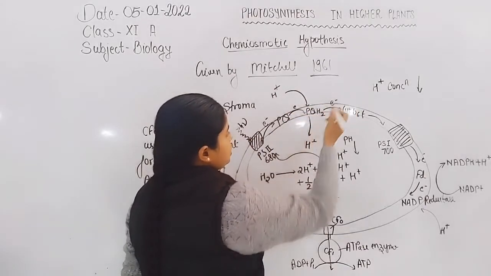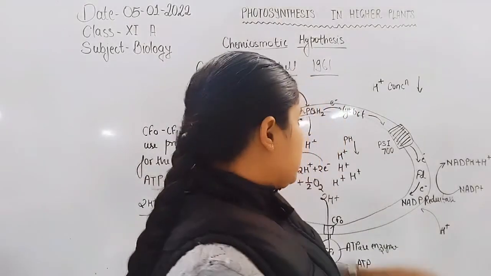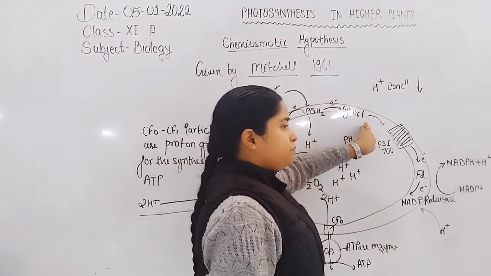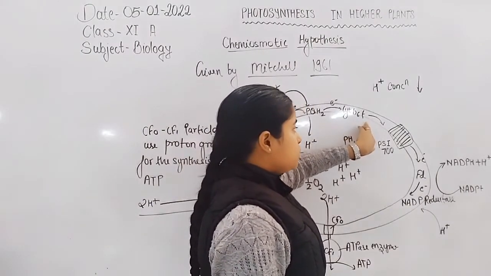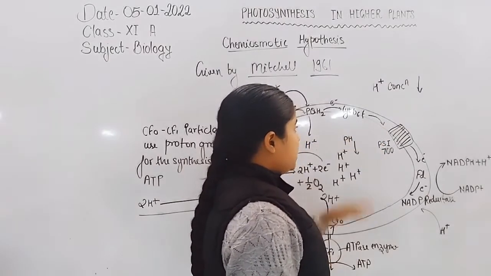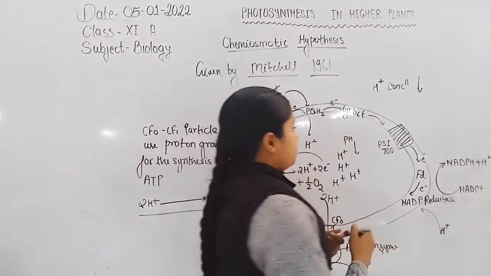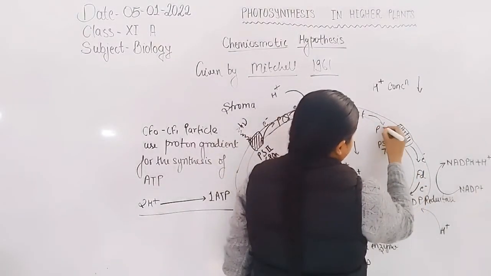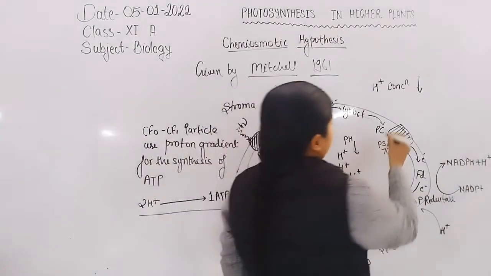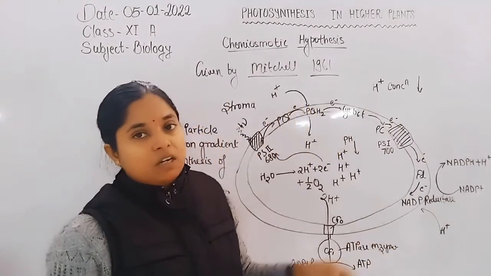Then the electron is transmitted to the cytochrome B6F, which is a part of the electron transport system. Then from the electron transport system B6F, the electron passes to the plastocyanin, also said to be PC. Plastocyanin passes the electron to the photosystem first, which absorbs the light of 700 nanometer.